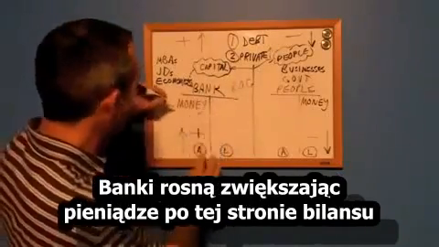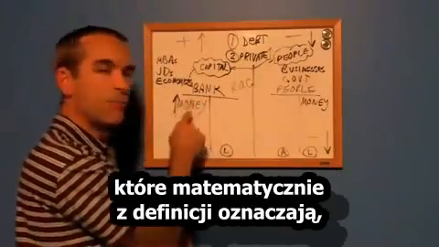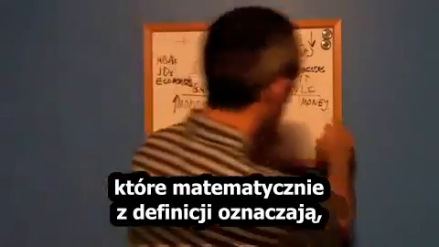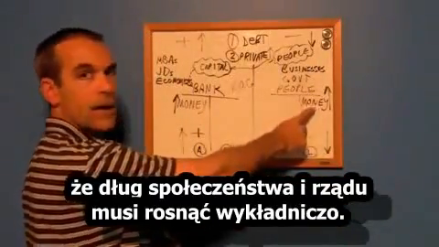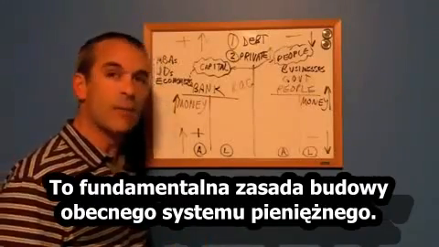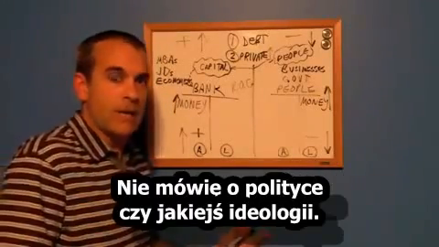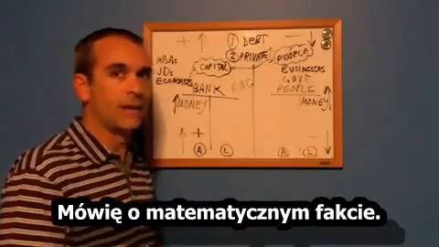The banks grow it by growing this money sitting on their balance sheet, which mathematically by definition means that the people's debt and the government's debt over here has to grow exponentially. Again, it's just the fundamental design of our monetary system. I'm not talking politics or ideology here. I'm talking about mathematical fact.